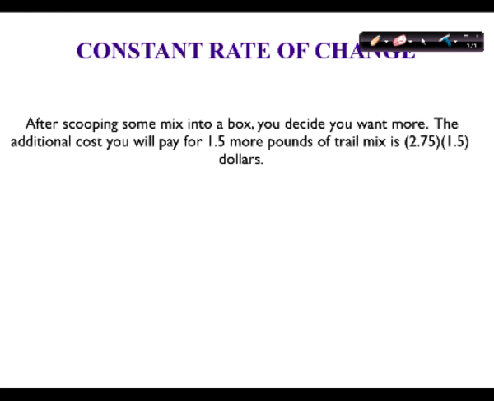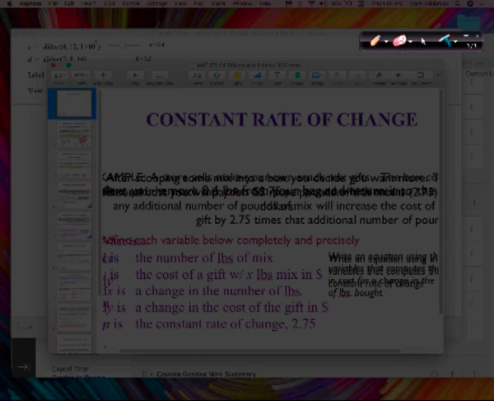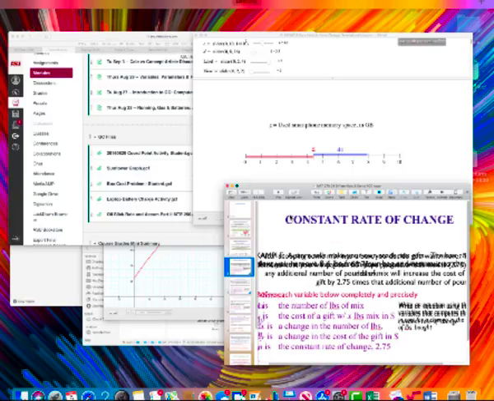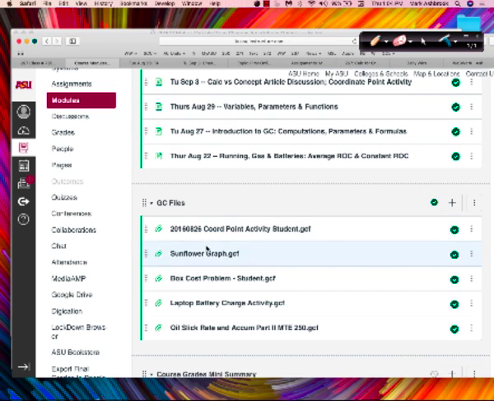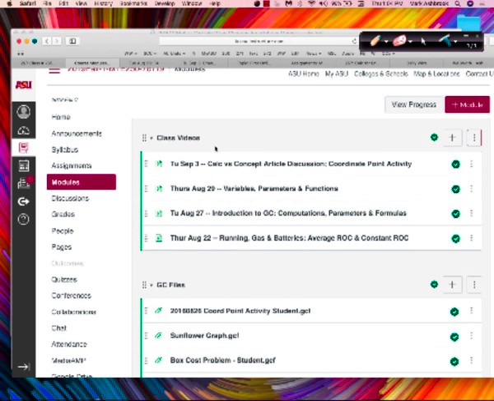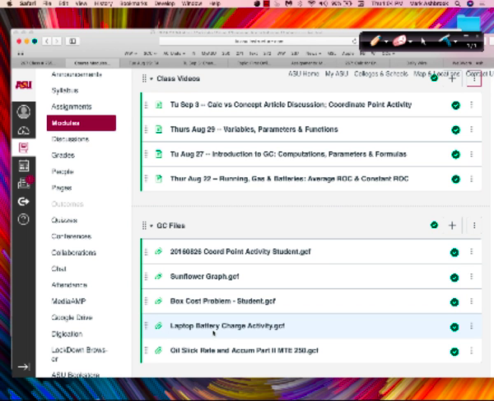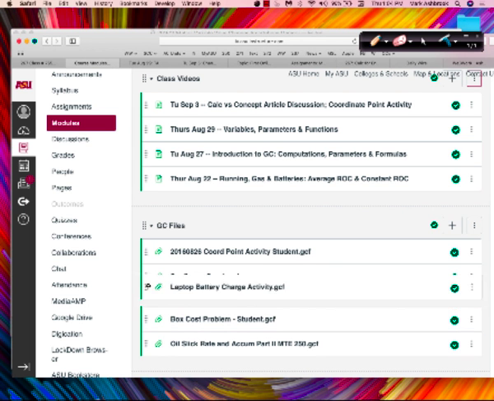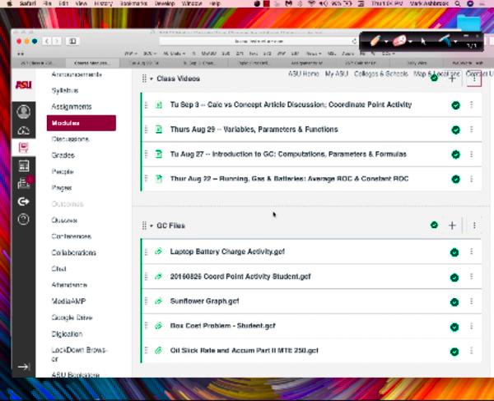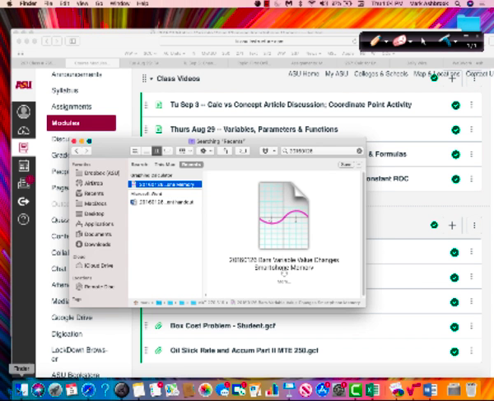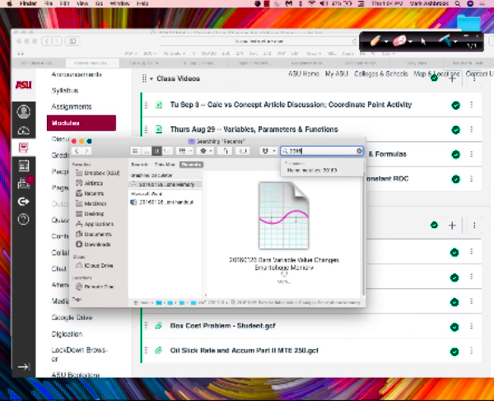All right. So I think we're good here. I want to start working on something else in Canvas. If you go to Canvas in that GC files, I moved that GC files up right below class videos. If you pull out your laptop, battery charge activity. Let's see, I'll move it to the top. So it's the first one on the list, laptop battery charge activity. Are you able to find it?